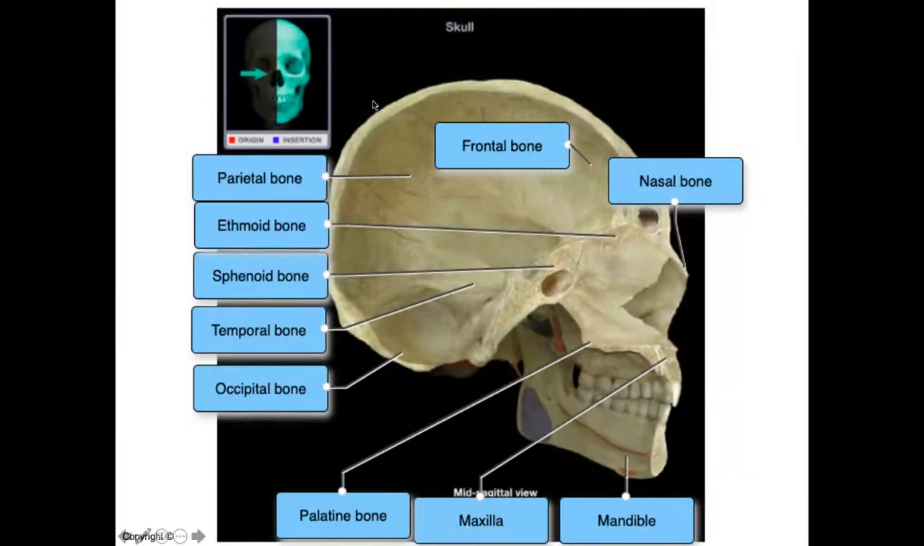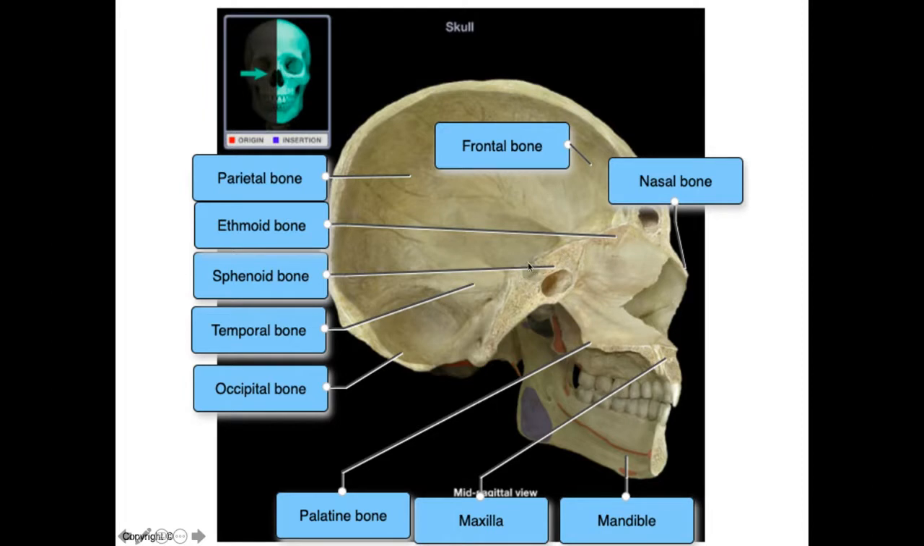Looking at a different section, right? So here, if we take the skull, cut it in half and look inside of it, this is what it would look like from the side. So here's your nasal bone. This is part of your frontal bone. This is your parietal bone. This is still part of the parietal bone. Here's your ethmoid. This is all sphenoid.